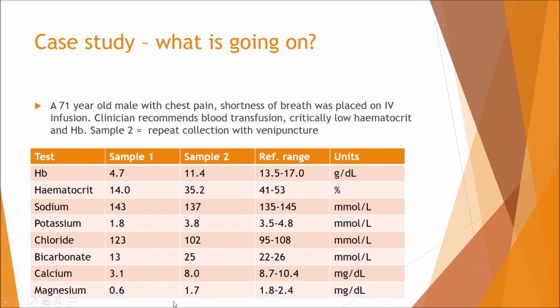Okay, so if we have a look at the first sample, we've got a hemoglobin of 4.7, but if you look, the ideal reference range is 13.5 to 17. So that is drastically low. So you might be thinking, oh gosh, this person is suffering from anemia. Again, you can tell from the hematocrit. That's your relative percentage of red blood cells. So usually this is about 42, 44%. Well, again, as it says here, 41 to 53 for this case.